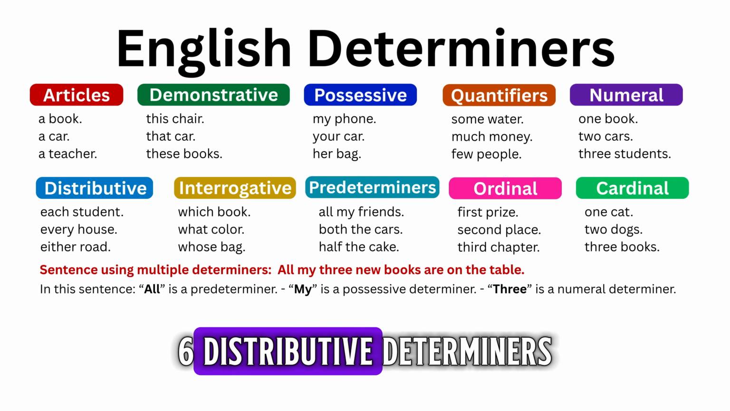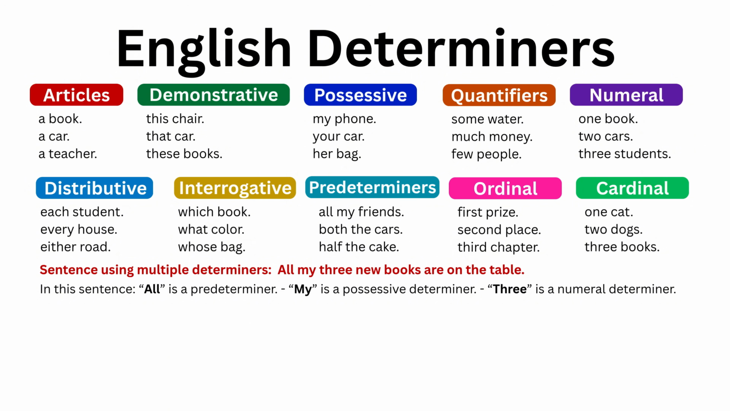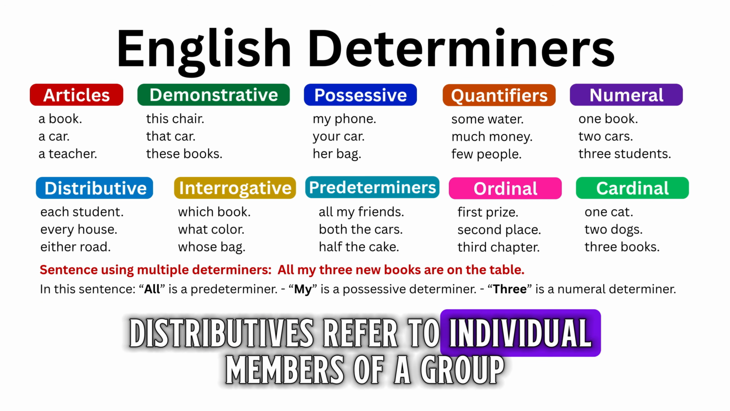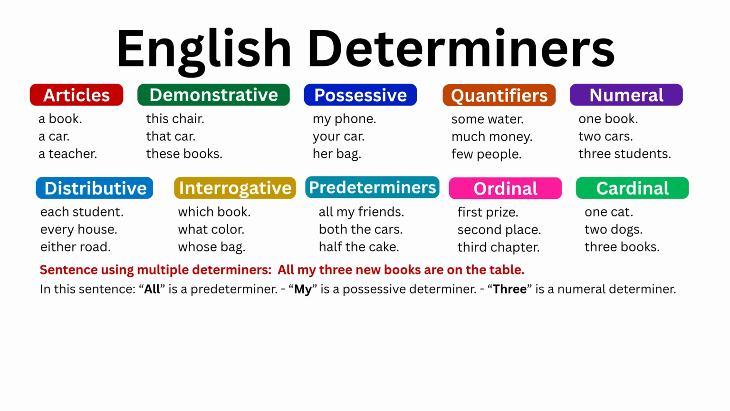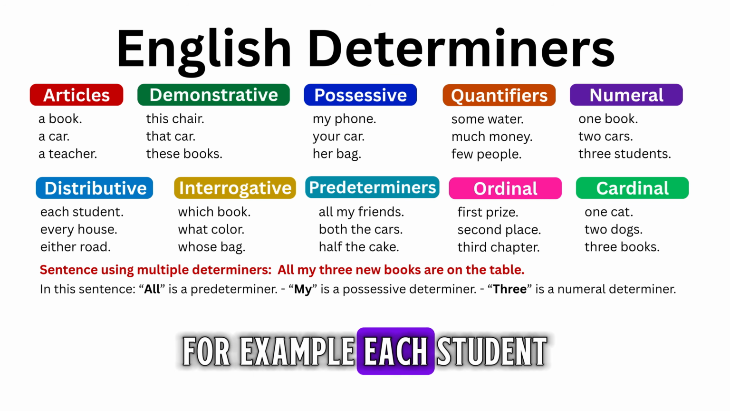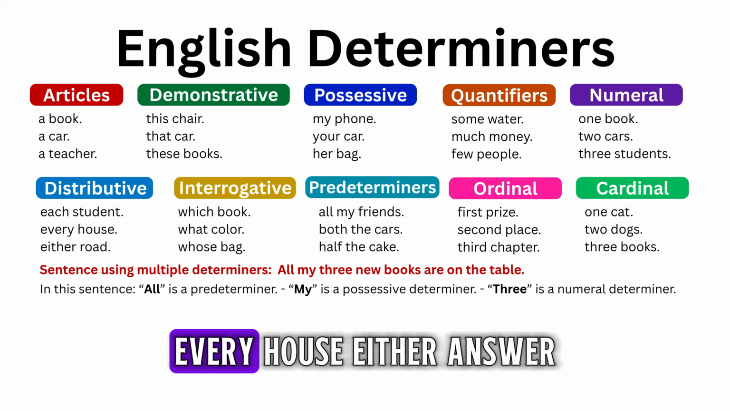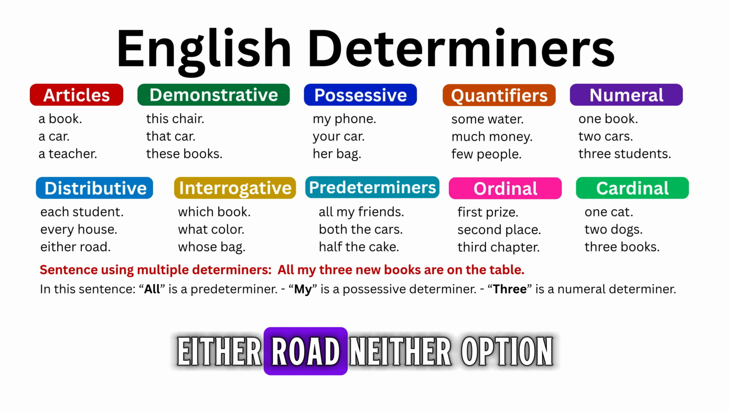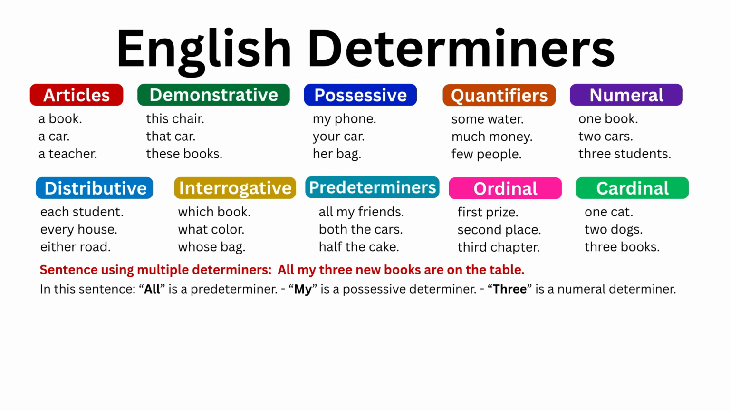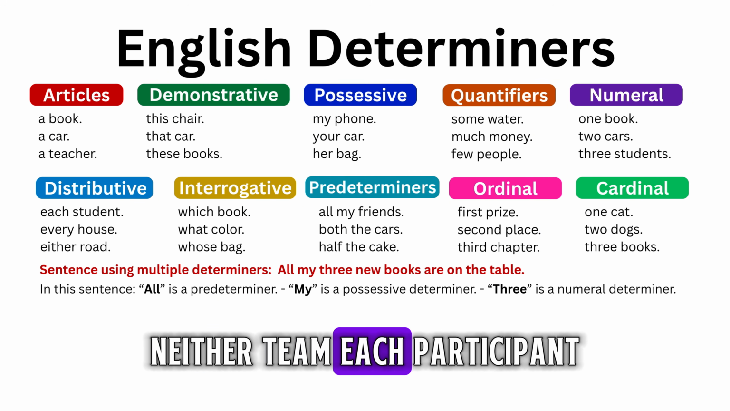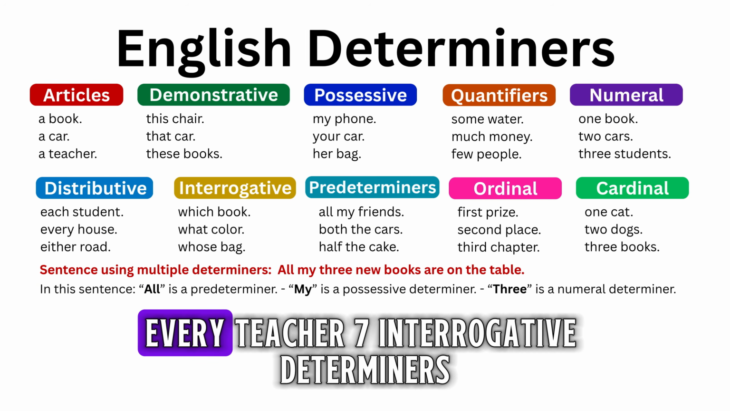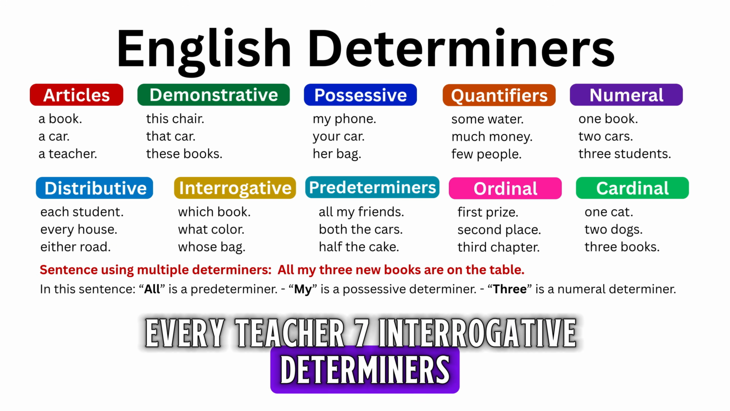6. Distributive determiners. Distributives refer to individual members of a group. For example, each student, each book, every child, every house, either answer, either road, neither option, neither team, each participant, every teacher.